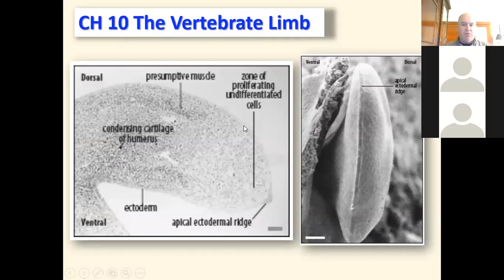Okay, so the apical ridge is out at the end, and that's ectoderm. Inside of it, you've got the zone of proliferating undifferentiated cells. So we're making cells here, and that's causing the limb to extend. Behind that zone, you've got cells that are differentiating into cartilage and then eventually bone. The muscle for this is coming from the lateral myotome, and the nerves are going to come from neural crest cells that will migrate out here.